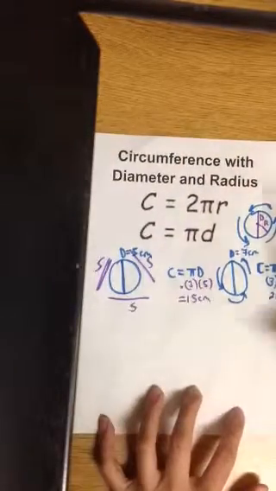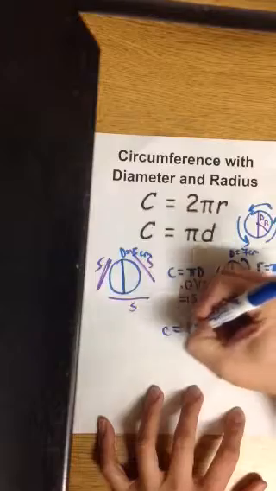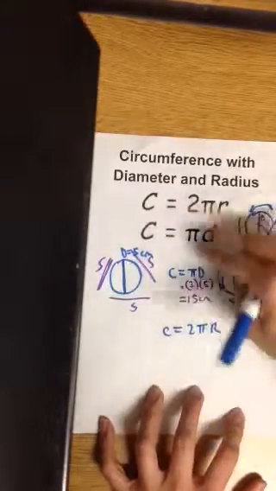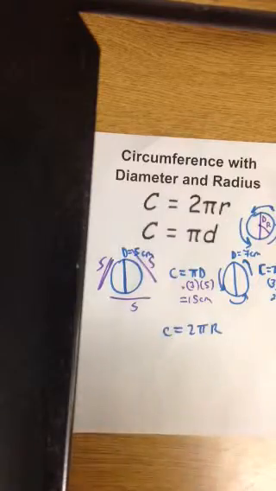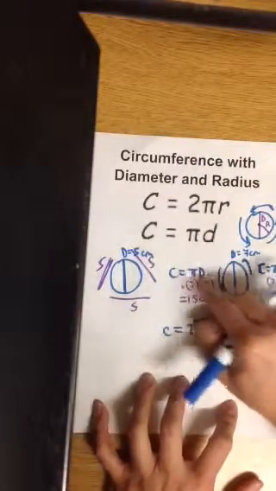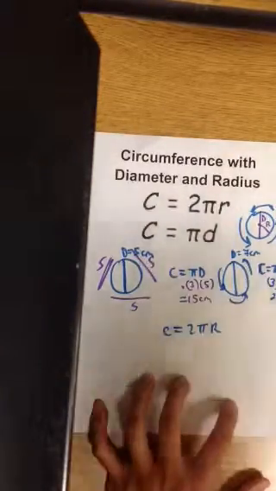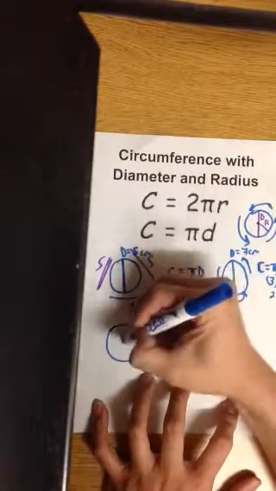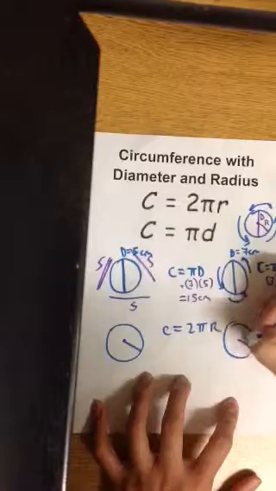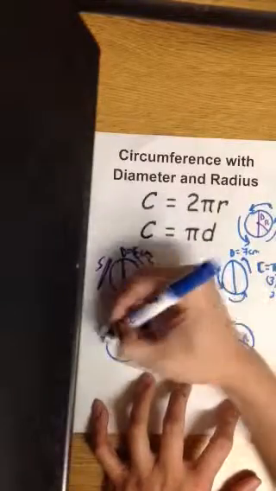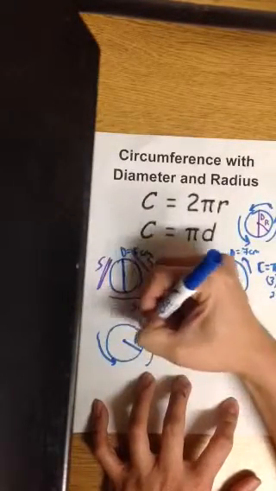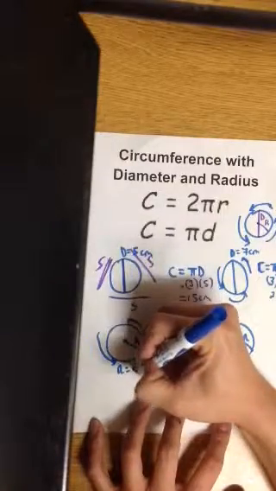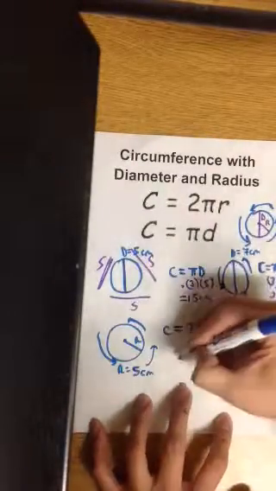What if you have a radius? The formula for radius is C equals 2 pi r. Remember, 2 radius makes a diameter. It's the same formula. So the way I do it is, if it's a picture of a diameter, I use pi d. If it's a picture of a radius, I use 2 pi r. So here is a picture of a circle with radius, radius, radius. I want to find the circumference around it, and the radius is 5 centimeters.